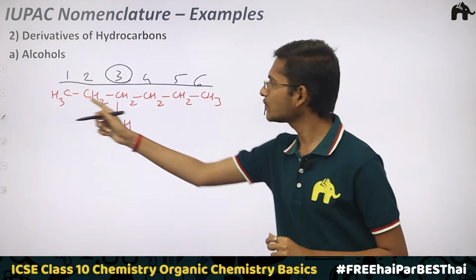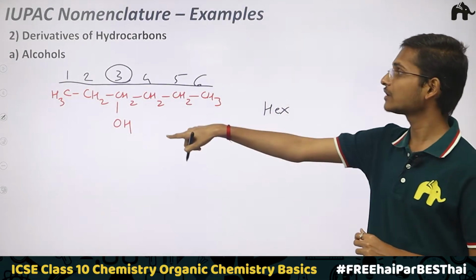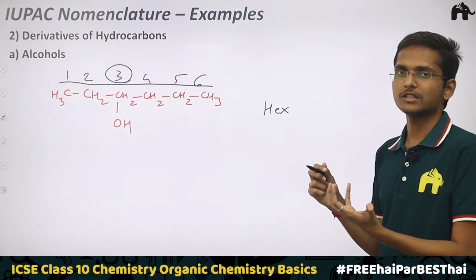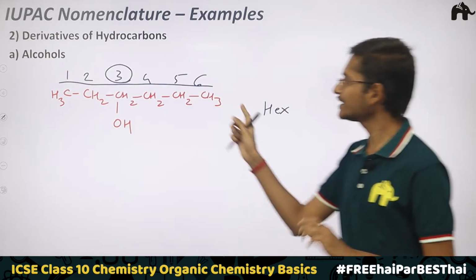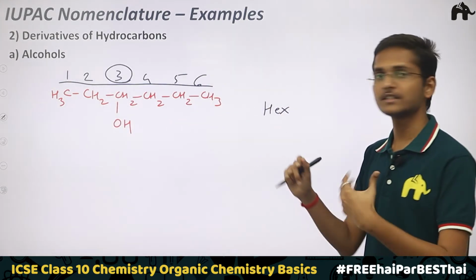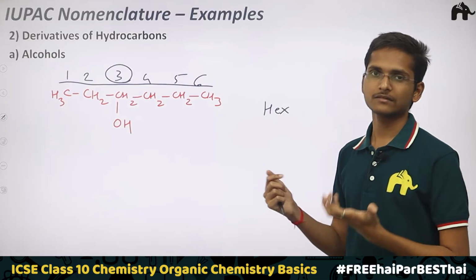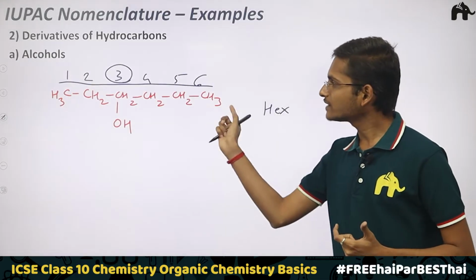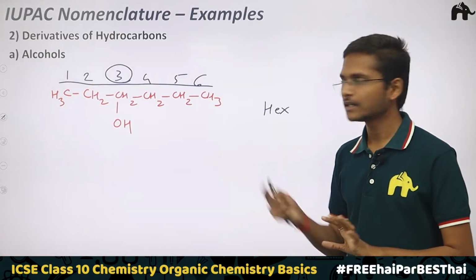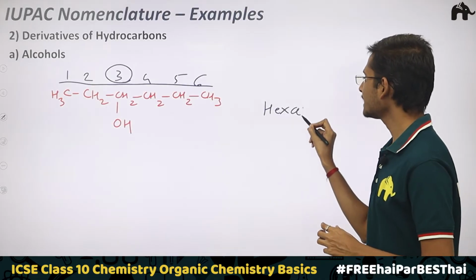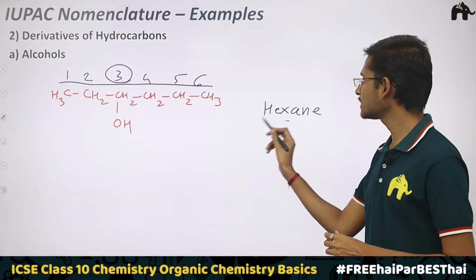Simply carbon-carbon single bonds are present here, but there is a functional group, right? So this is not purely a hydrocarbon, but since it has carbon-carbon single bonds, this means that it has an alkane-like structure. So it is simply a derivative of an alkane. That's why we use the suffix 'ane' then. Okay, root word is done, suffix is done.